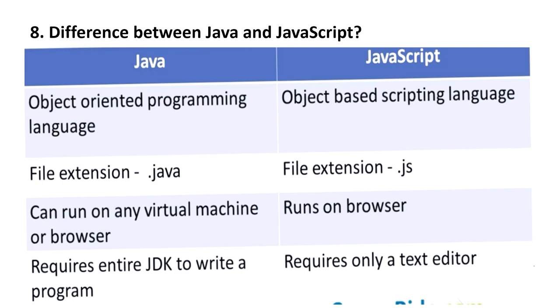What are the differences between Java and JavaScript? Java is an object-oriented programming language. It has file extension .java. It can run on any virtual machine or browser. It requires the entire JDK to write a program. JavaScript is an object-based scripting language. It has file extension .js. It runs on the browser. It requires only a text editor. So we write our entire code in a text editor and display it on the browser.